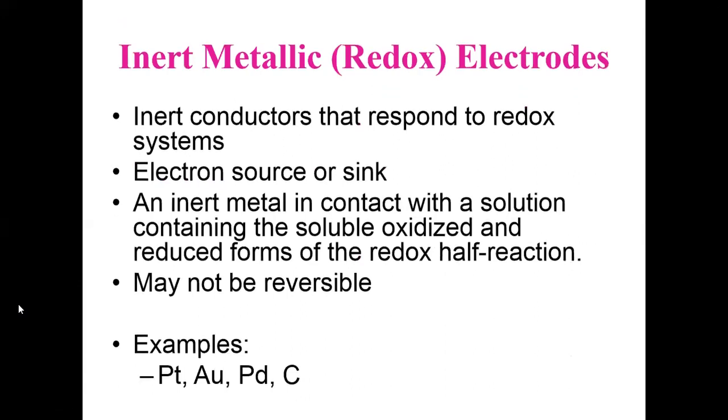Now, inert metallic redox electrode. These inert metallic electrodes are redox electrodes. The inert conductors respond to a redox system. It's an electron source or sink. An inert metal in contact with a solution containing the soluble oxidized and reduced forms of the redox half reaction, which may not be reversible. Examples are platinum, gold, palladium and carbon.